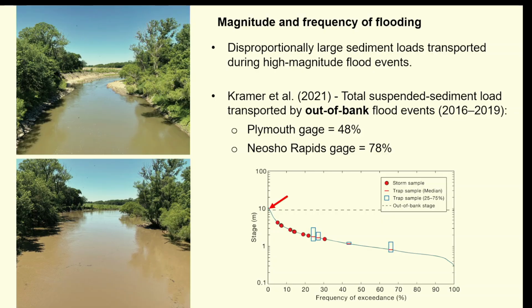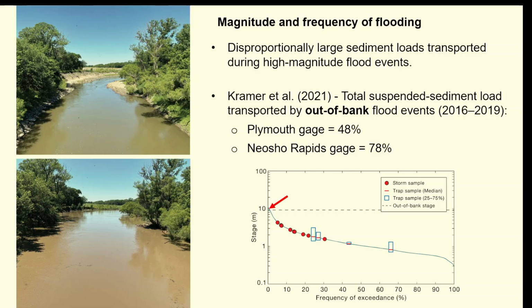At the Plymouth gauge, which is upstream on the Cottonwood River, west of Emporia, 48% of the total suspended sediment load was transported during these out-of-bank flood events. But by the time you get down to the Neosho Rapids gauge, it's up to 78%. So the take-home point is that most of the sediment that is transported, that ends up in the reservoir, happens during these out-of-bank flood events.